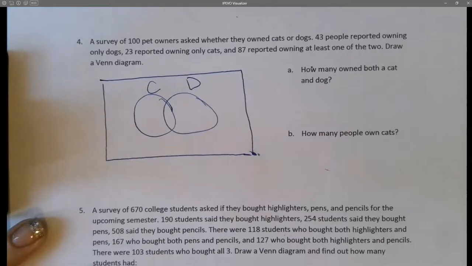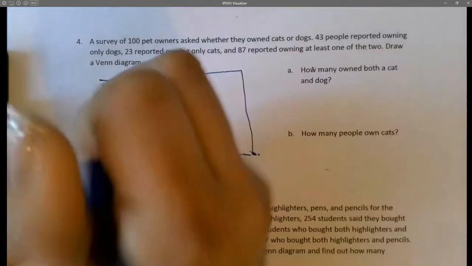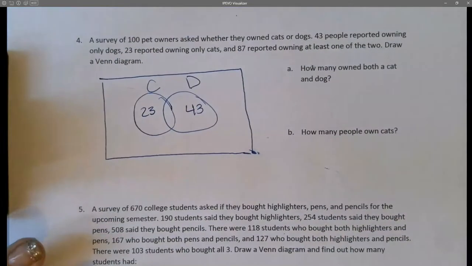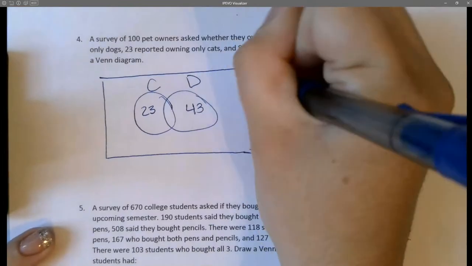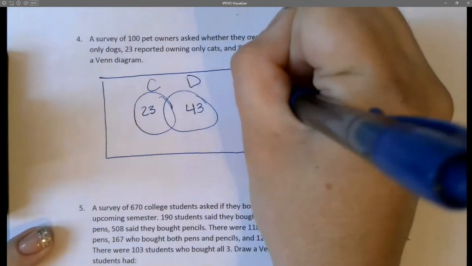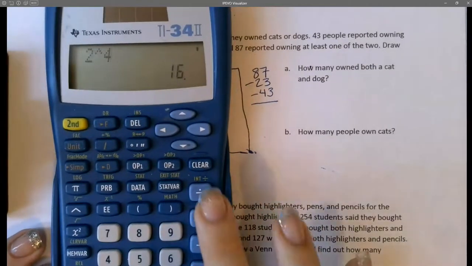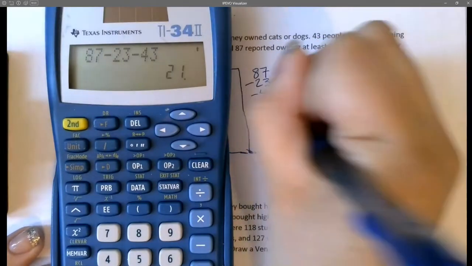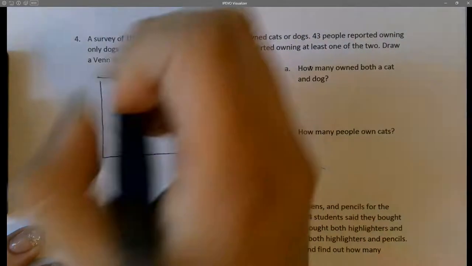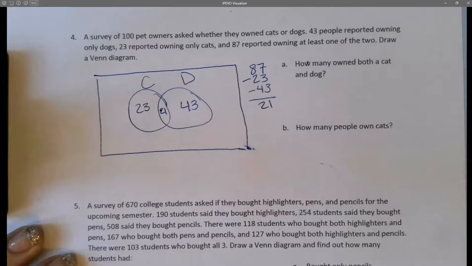It tells me 43 people only own dogs, 23 people only own cats, and 87 own at least one. So I'm going to find this missing number. I'm going to do 87 minus 23 minus 43. I will use this calculator, which gives me 21. So that means 21 people own both a cat and a dog. And I have that overlap really small.